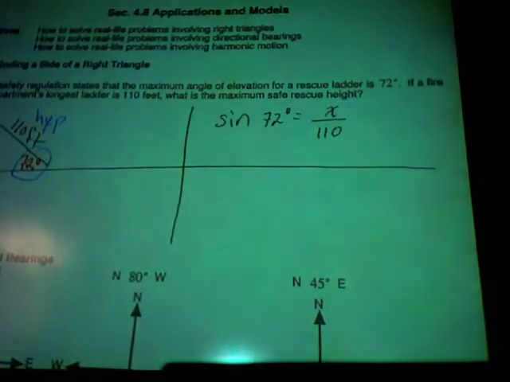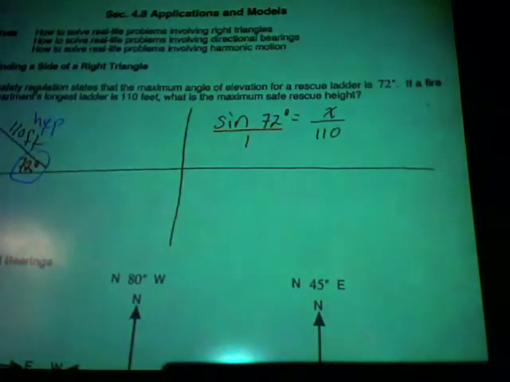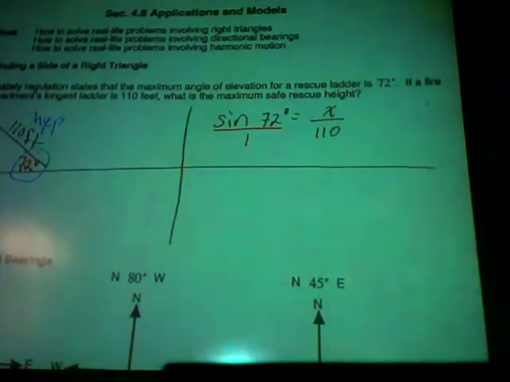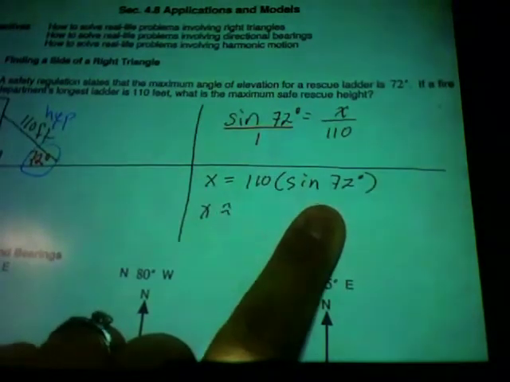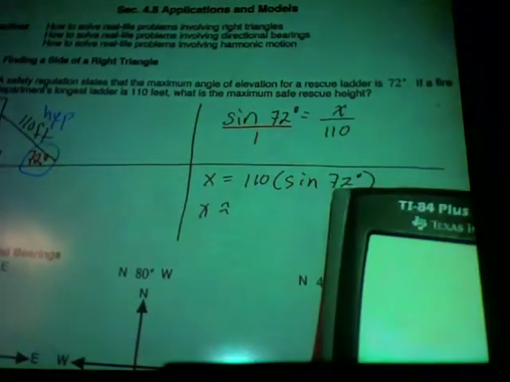Then we're going to go ahead and solve. If I were you, I would make this into a proportion. You're going to solve straight down. Don't we cross multiply to solve? So x is equal to 110 times the sine of 72 degrees. What do you have to be careful of? Right. What are we putting into our calculator? Degrees. So what do we want our calculator in? Degrees. Very good.